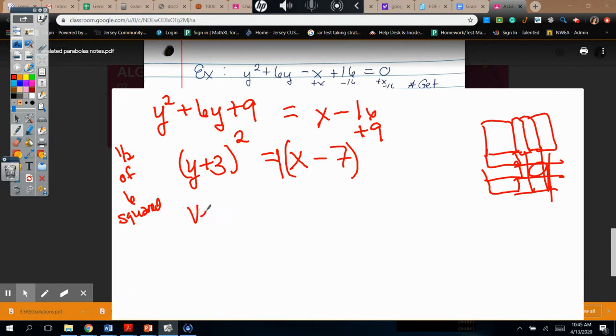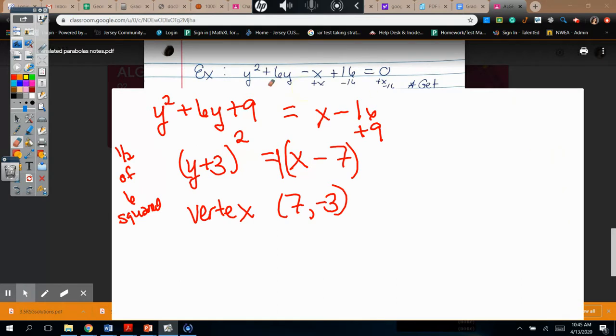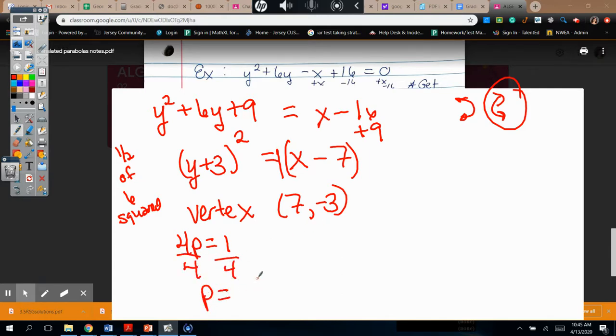Okay, what is the vertex? The vertex is x from x, y from y. Change the sign, 7, -3. The y is squared this time. So that means I'm either going to go like this or like this. Because 4p is positive, it's going to be the regular c. Divide by 4, p is 1/4 or 0.25.